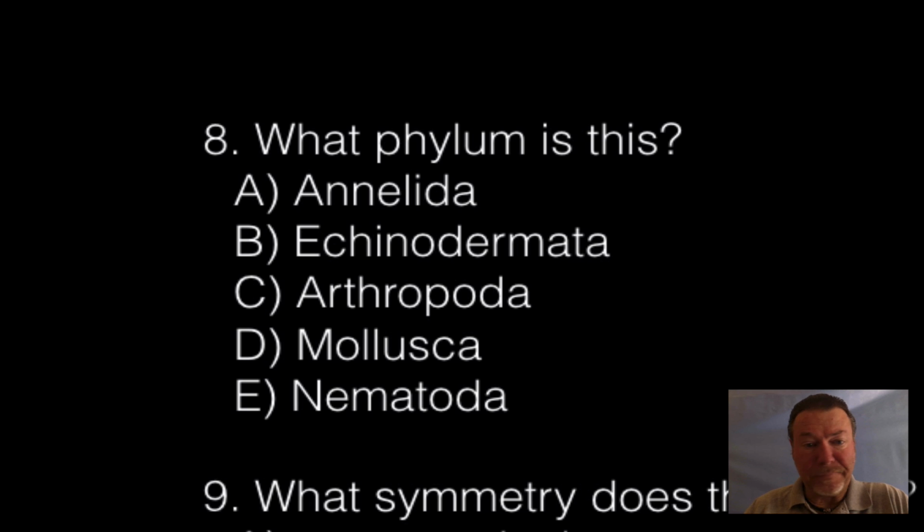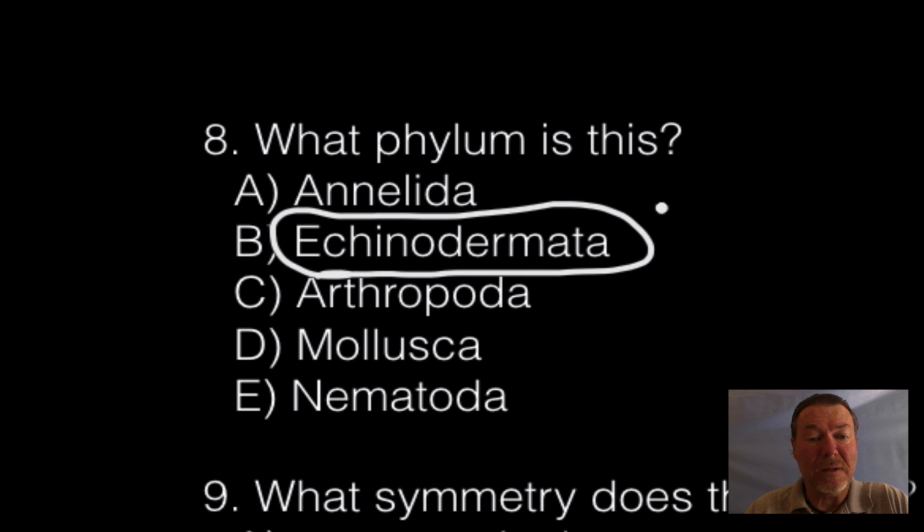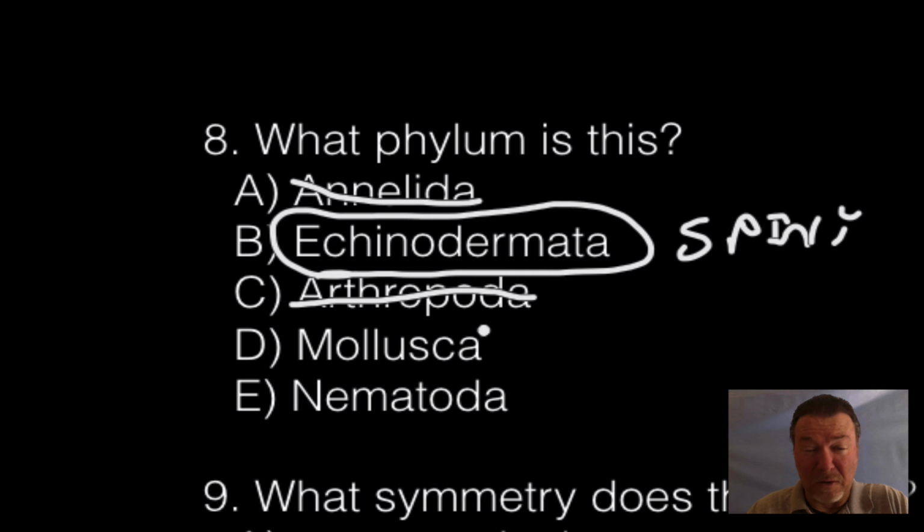The sea urchin, what phylum is this? Okay, well, the answer is Echinodermata. It's a spiny-skinned organism, okay? And I don't know how you remember that, but those are spiny skin. Annelida are the segmented worms. Arthropoda are the jointed legs, like crabs and lobsters, insects, spiders, things like that. Mollusks are clams, snails, octopus, squid, things like that. And nematodes are roundworms. They're not obviously a sea urchin.